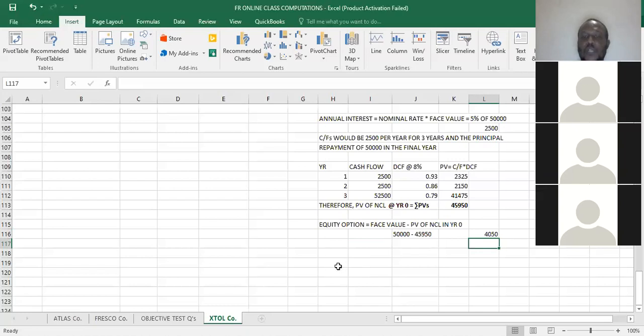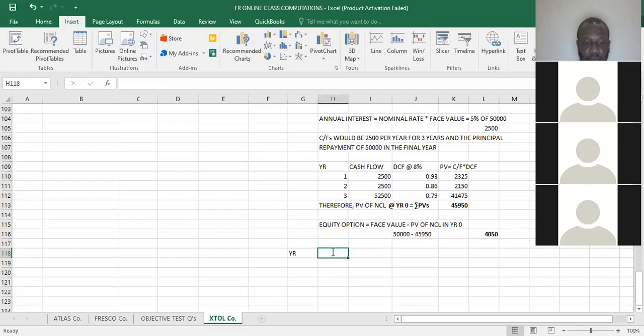So once you've gotten your equity option, you now go and unwind your liability. In this case, they've given you for only 1 year. So what you will now do is to unwind your liability for 1 year. So you will come again and say, you will have year, you will have opening.